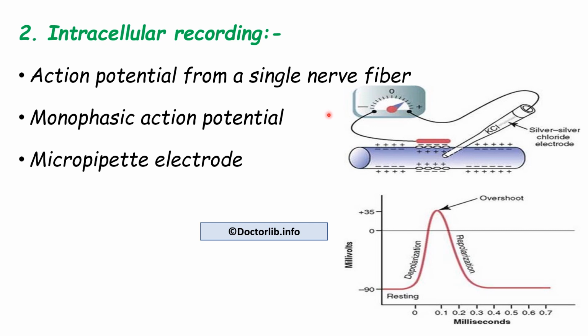Here what we do is that we keep one electrode as the indifferent electrode. This is the indifferent electrode, and it is placed in the extracellular fluid, and the other recording electrode is placed inside the cell. So the potential difference between the inside and outside electrode of the fiber is measured using a voltmeter.